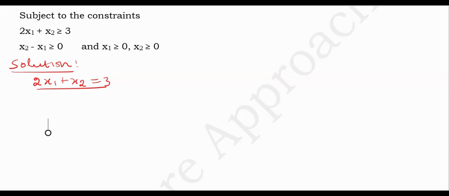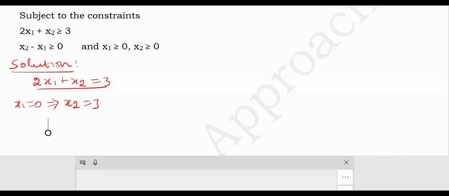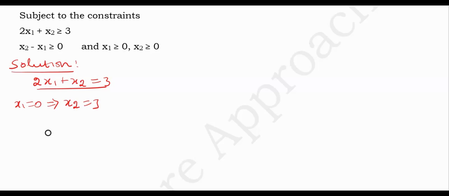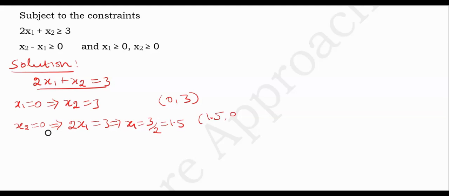If x1 is equal to 0 in this equation, it implies x2 is equal to 3. The point is (0, 3). Suppose x2 is equal to 0 in the same equation, then we have 2x1 equal to 3, which implies x1 is equal to 3 by 2, which is equal to 1.5. So the point is (1.5, 0).